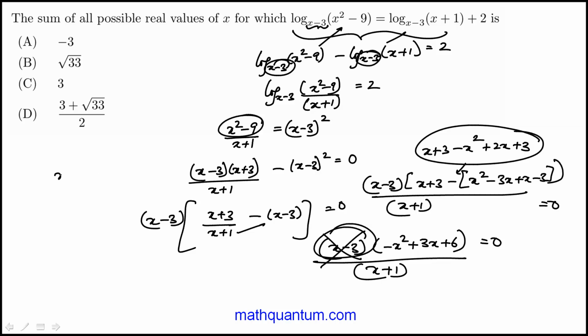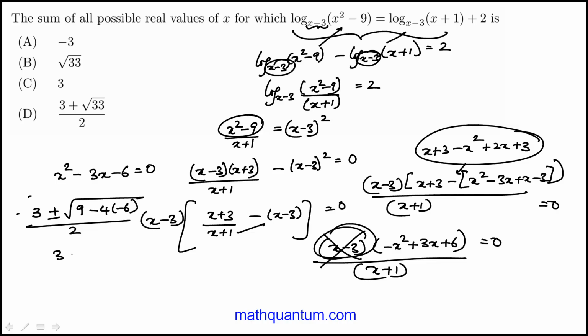If we look at that quadratic, and I'm just multiplying this by minus, there are two roots here. So I'll write those two roots using the quadratic formula: 3 plus minus the square root of 3 squared, 9, minus 4 times minus 6, over 2. So that's 24 plus 9, 33. So these are my two roots.